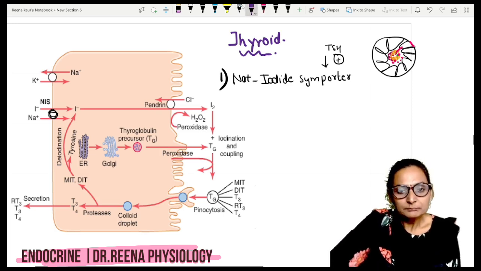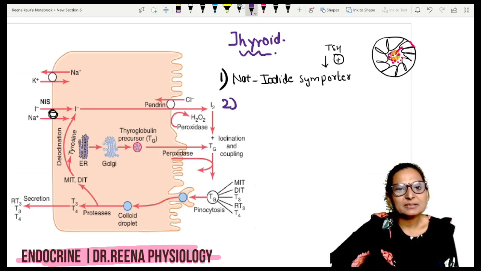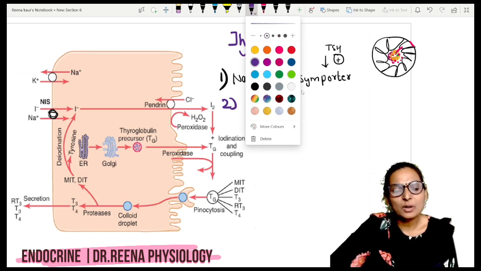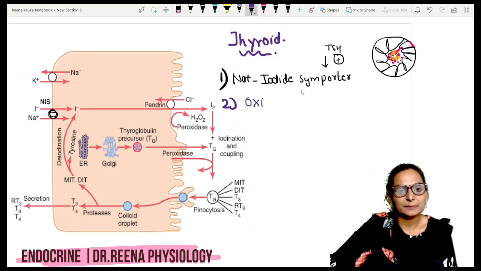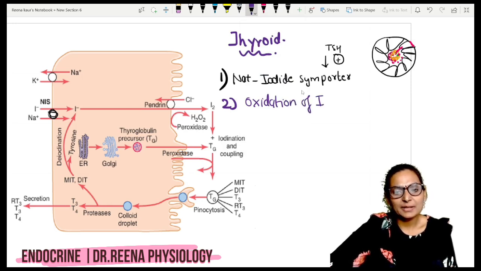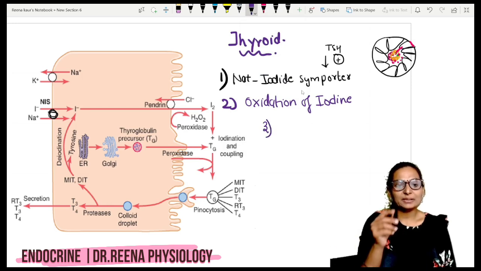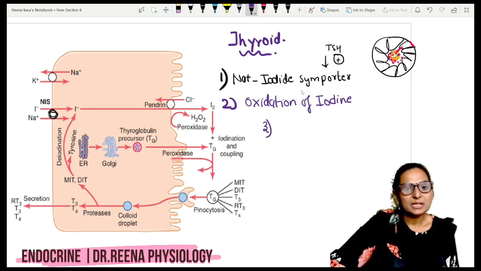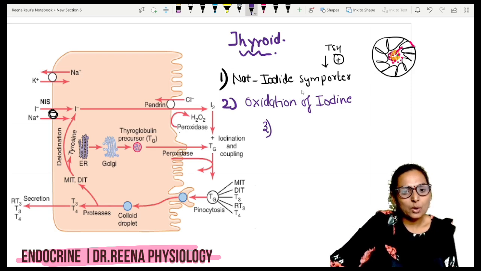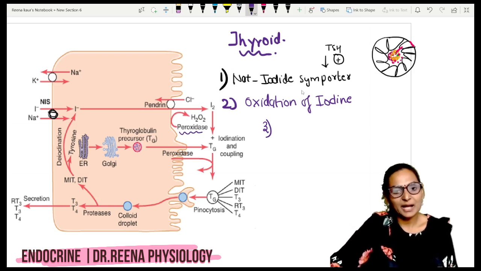Now, the second step is iodination, oxidation of this iodine. Once you oxidize this iodine, it will get trapped, right? So you can see that this is the enzyme peroxidase, which causes oxidation of iodine.